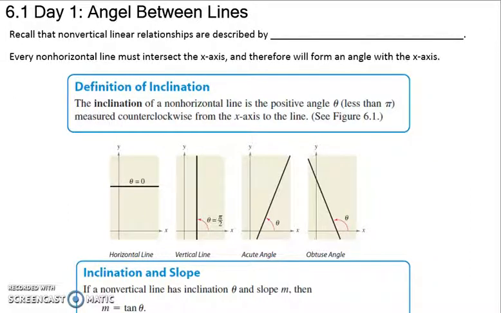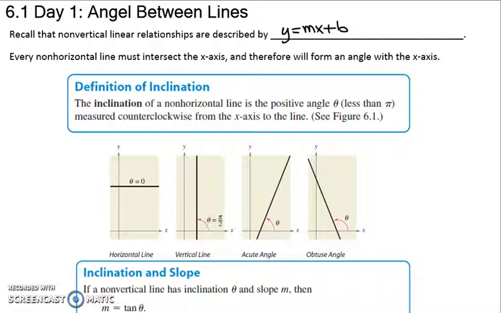Alright, in this video we're going to look at Chapter 6, Section 1, Day 1, Angle Between Lines. So recall that all non-vertical linear relationships are described by the equation y equals mx plus b. M, obviously the slope, b is the y-intercept. We talked before saying that the point-slope form is the better one to use in most cases. We're just talking about slope-intercept here to remind us of what the slope and the intercept are, how they relate to what we're doing here.